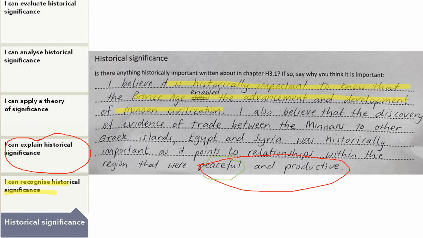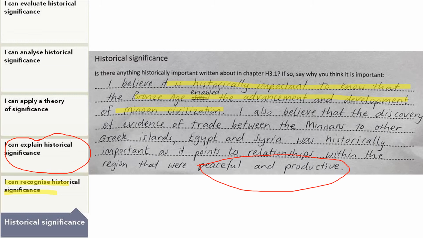So again, as I said at the outset, this is judgment-based assessment. Some teachers might say that the student has applied a theory of significance, others wouldn't. I personally would probably say no, because there's no evidence that the student was explicitly referring to a theory of significance. It was just a bit of a fluke that you could classify peaceful and productive as a theory of significance. So again, the student got step 2.